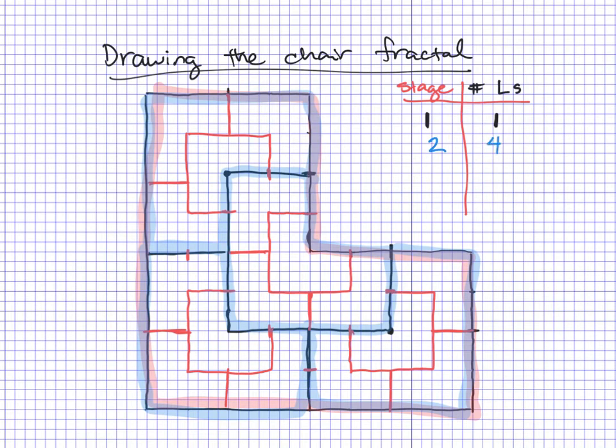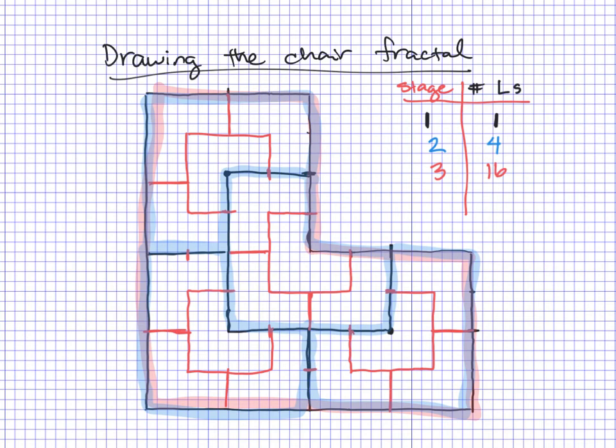In stage 3, well, each of those became 4, right? Like this big blue one up here became 1, 2, 3, 4 of those. This became 1, 2, 3, 4 of them. 1, 2, 3, 4 of them. 1, 2, 3, 4 of them. And so this time I had 4 times 4, and that became 16.